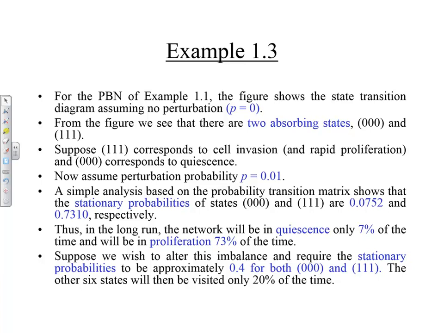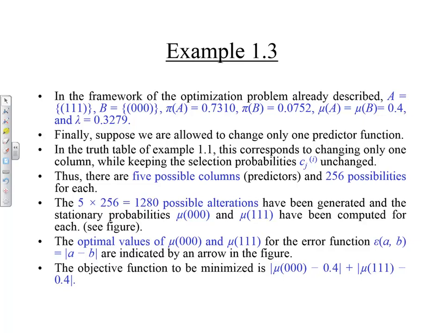So suppose you want to alter this imbalance and require the stationary probabilities to be approximately 0.4 for both these states. In that case, if it's 0.4 for this and 0.4 for this, the other 6 states will be forced to share the remaining 0.2 of the probability mass. In the framework of the optimization problem that we have already described, A will become just this single point 111, that state. B will be this. The desired stationary probabilities associated with A and B are 0.4, and lambda is 0.3279.